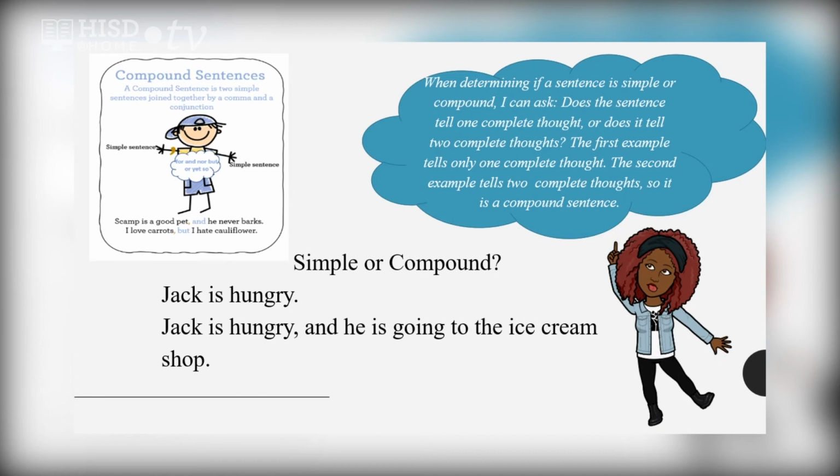So when determining if a sentence is simple or compound, we need to ask ourselves, does the sentence tell one complete thought or does it tell two complete thoughts? So let's look at this. Jack is hungry. Let's determine if that's simple or complex or compound. That's going to be a simple sentence. It's only telling one complete thought. But Jack is hungry, and he is going to the ice cream shop. That's a compound sentence. It's telling two complete thoughts.